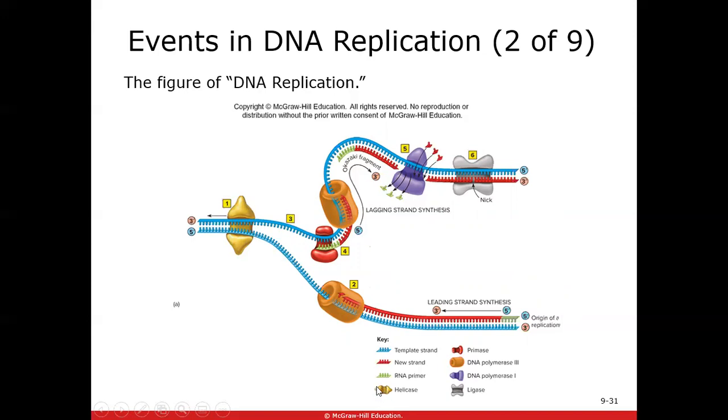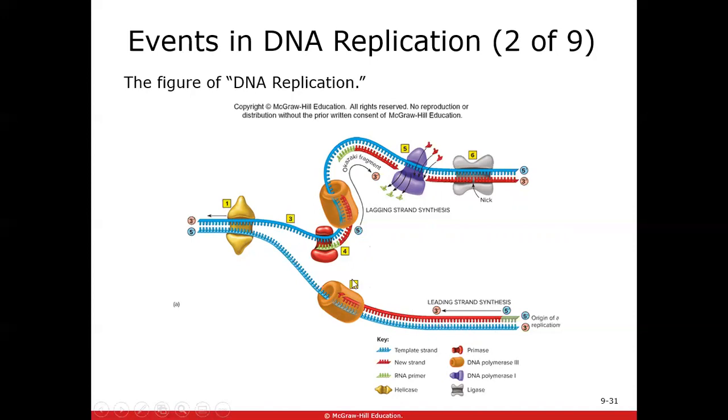And so you can look at the key down here. That's the helicase. It has RNA primer. It's that little green part at the beginning. The new strand is red. So this is a new strand. And new strands here. And then the original template strand is the blue strand. It's the original template strand.